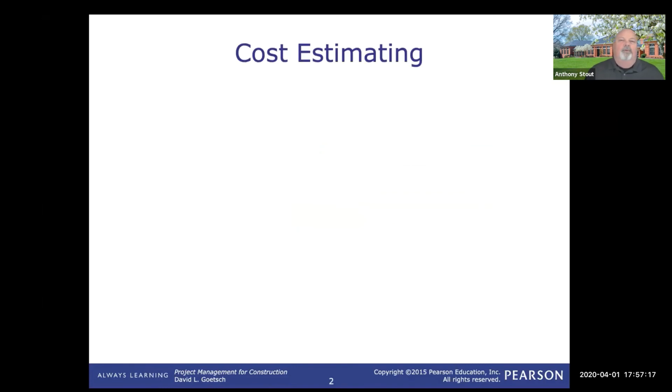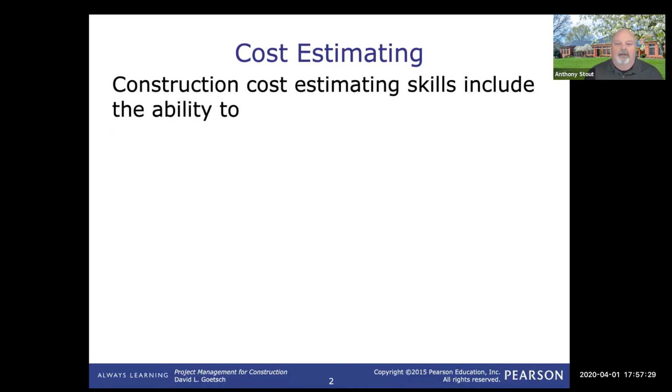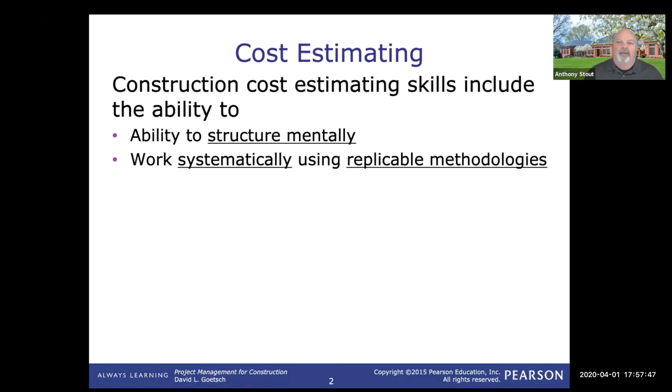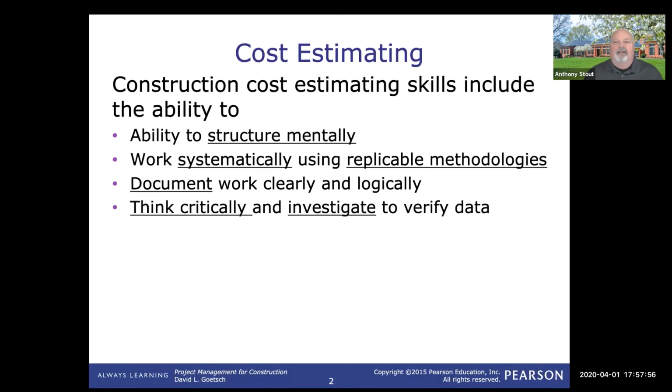When we talk about a construction estimator, as some of you learned last semester, there are a set of skills that are required for estimating. Those skills include the ability to structure mentally. We talk about estimating being both a science and an art, and from an art perspective, it's the ability to visualize and think about how things would look and what's involved in it. You're going to work systematically, methodically going through the estimating process, documenting everything clearly, logically, thinking critically, and investigating the what ifs.